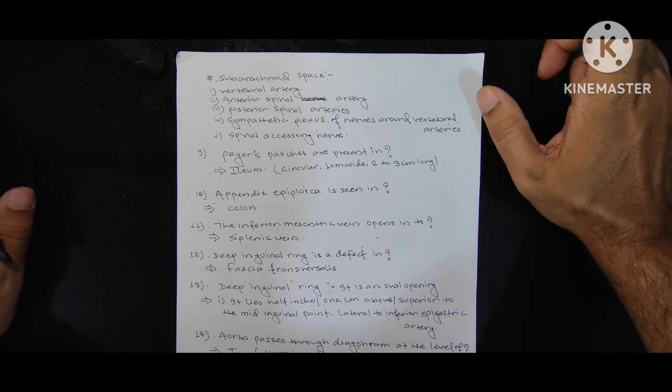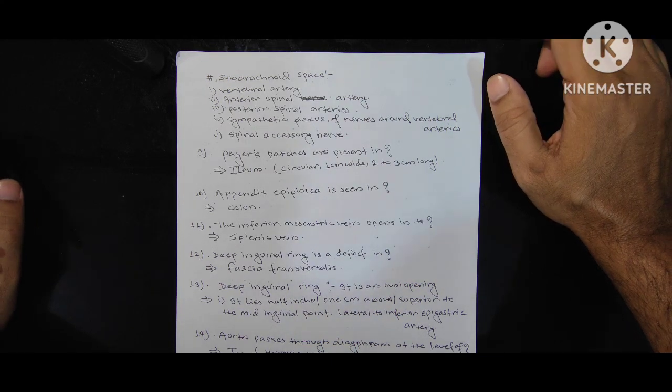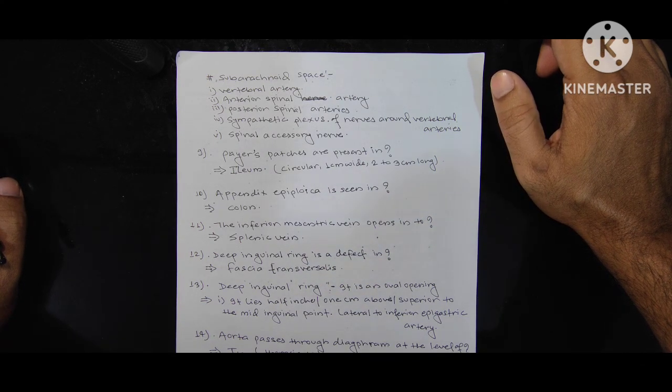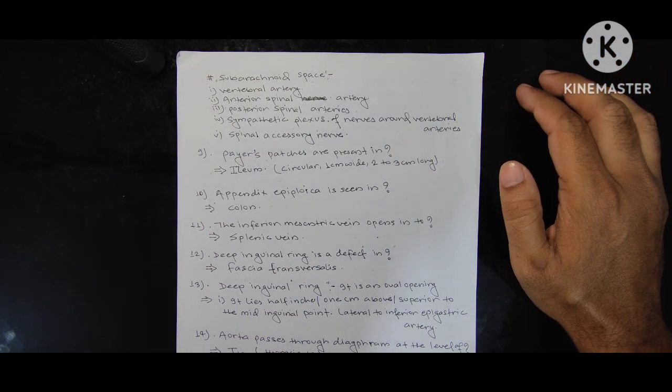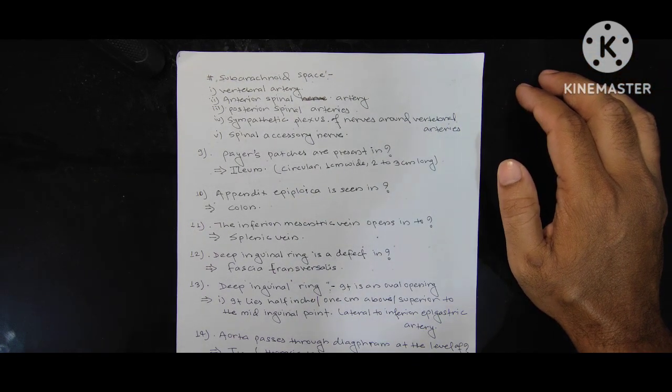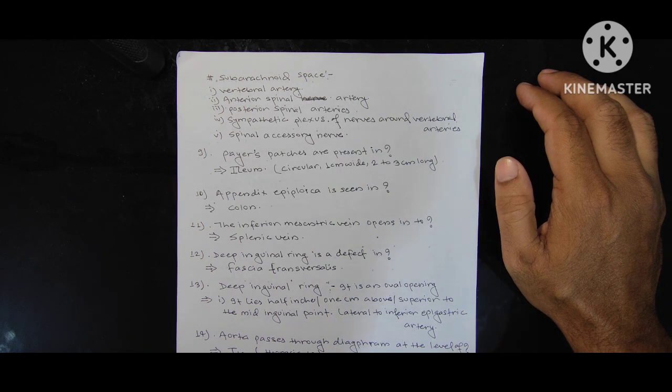The structures that pass through the subarachnoid space of the foramen magnum are the vertebral artery, anterior spinal artery, posterior spinal arteries, sympathetic plexus, and spinal accessory nerves. These five are the structures that pass through the subarachnoid space of the foramen magnum: vertebral artery, anterior spinal artery, posterior spinal artery, sympathetic plexus, and spinal accessory nerve.